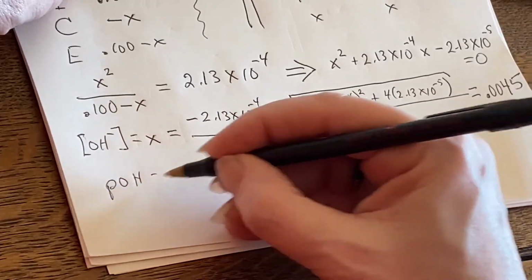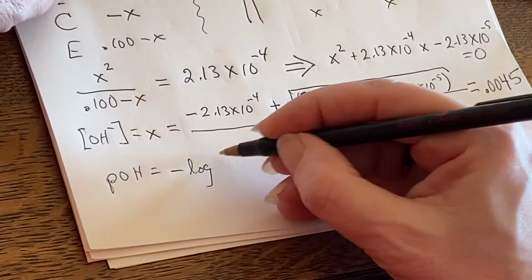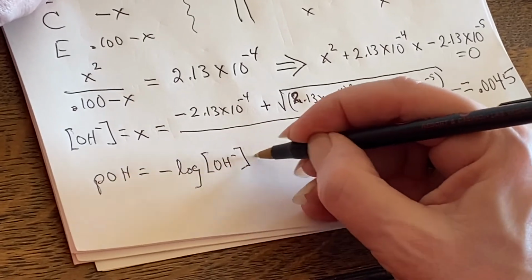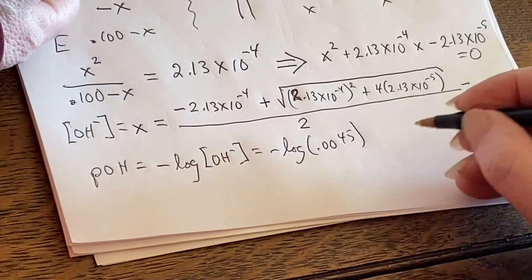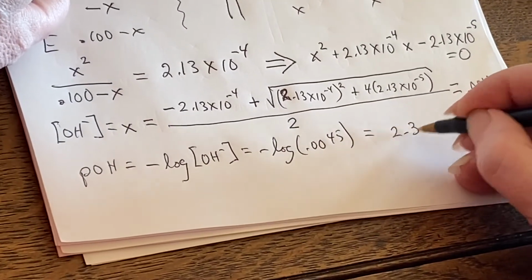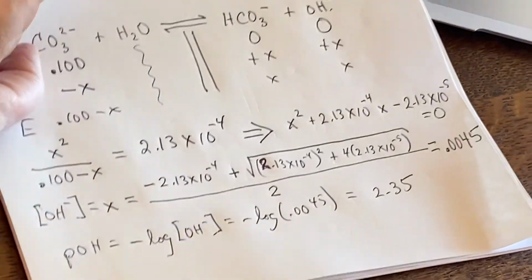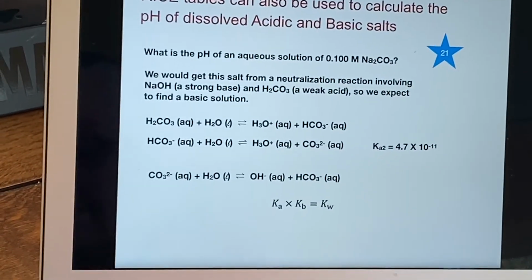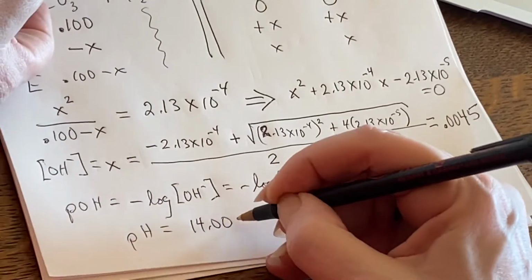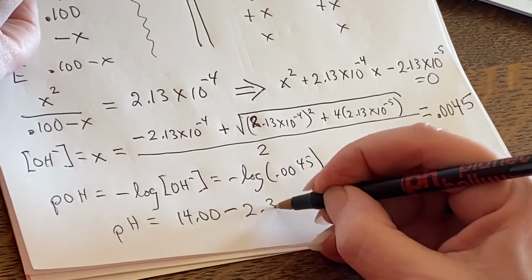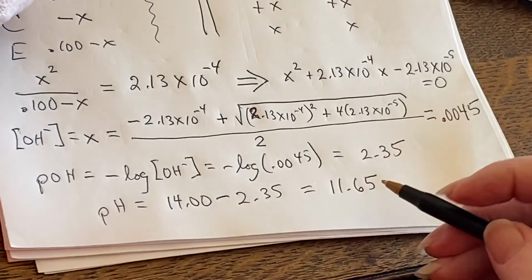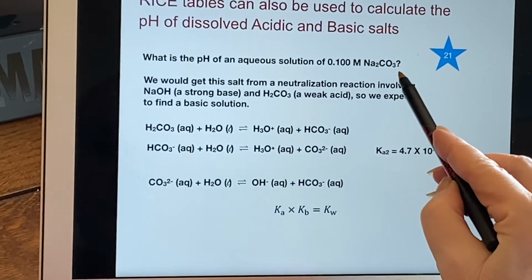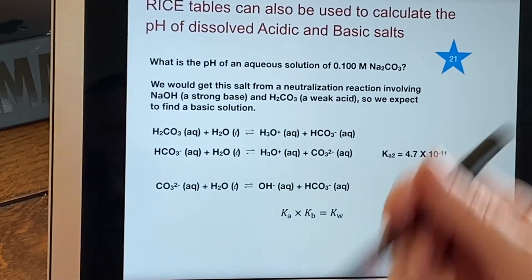pOH equals negative log of the OH minus. So that's negative log of 0.0045, which gives you 2.35. But what did they ask for? They asked for the pH. pH is 14.00 minus the pOH, and you get a pH of 11.65, which is good because that was a strong base and a weak acid, so I expect it to be basic, and it is.